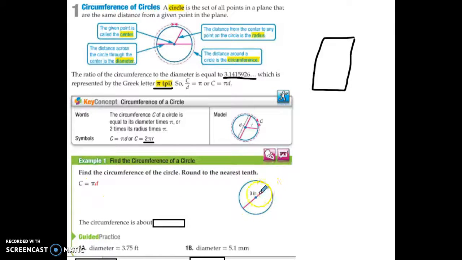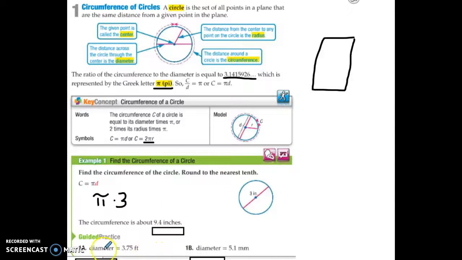Alright, so example 1, they tell me to find the circumference, and I look at my picture and I see my diameter is 3. So here a smart choice would be to use pi times diameter because they already gave you the diameter. So I do pi times my diameter of 3, and I multiply those together and I get about 9.4 inches. I don't square this because it's circumference. I'm not trying to find the area. It's only for area where you put the squared or the inches squared.